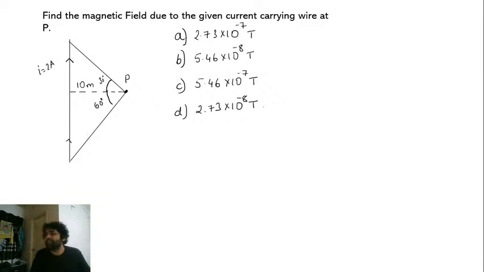एक छोटा सा क्वेश्चन है इसमें. A current of 2 amperes is flowing from A to B. Find the field due to the current carrying wire at point P. This angle is 30 degrees and this angle is 60 degrees. Take root 3 is equal to 1.73. All right. So I'm going to give you 1 minute. Put the timer.